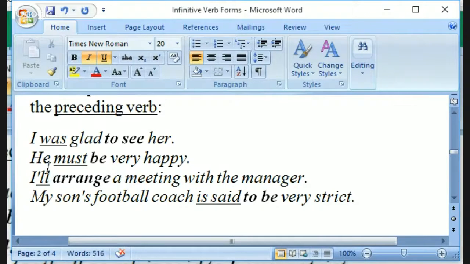Again, will acts like a modal. We don't say "I will to arrange a meeting with the manager." Will is actually a regular auxiliary for future tense. It's also a modal auxiliary. So any of these modals, except the ones that automatically have to, like need to or have to or ought to, because that's already part of the modal, they don't use to. They just use a bare infinitive.